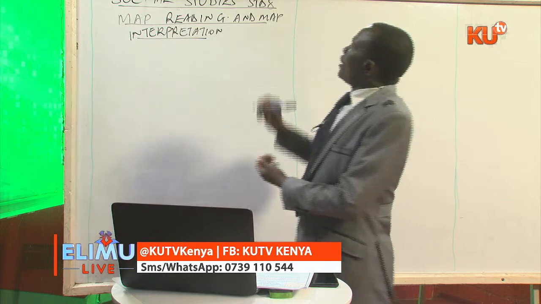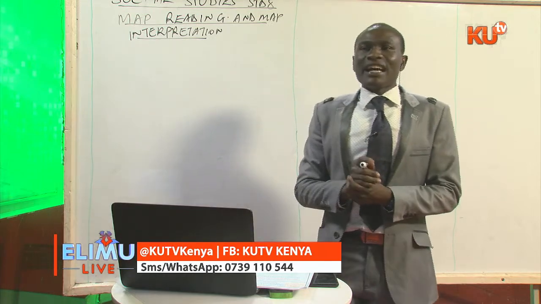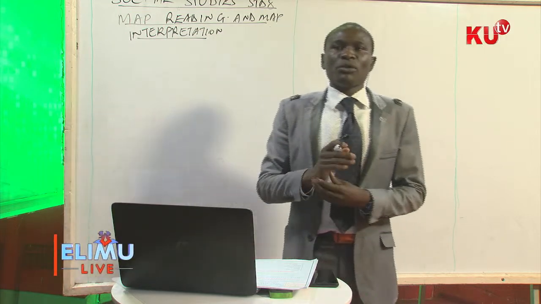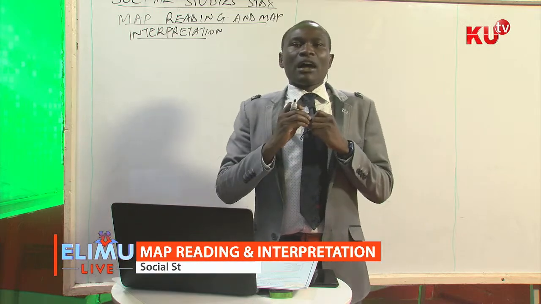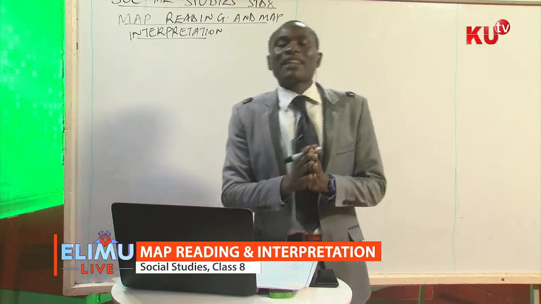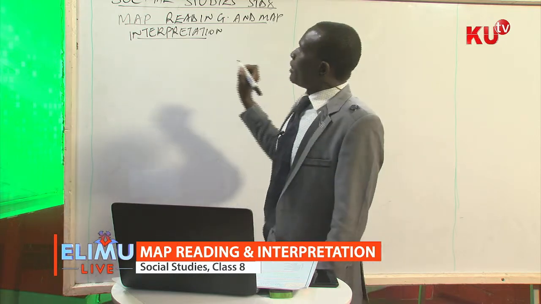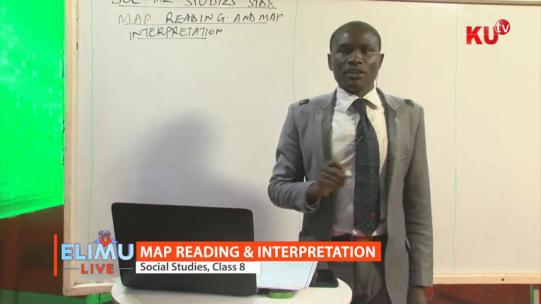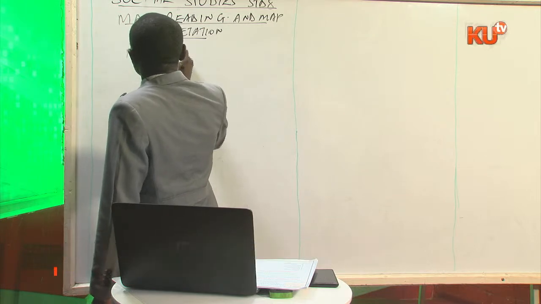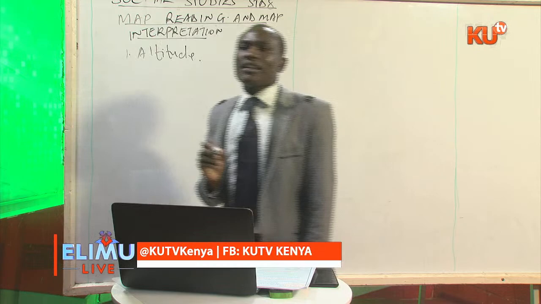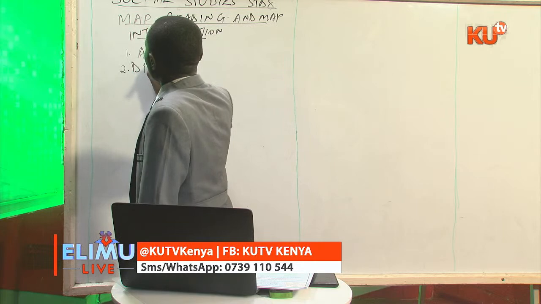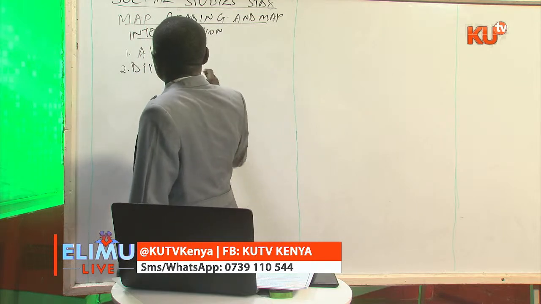Now, in map reading and map work, there are areas that the examiner looks at. Remember, we will also be looking at how map work has been set in past KCPE papers. One, we have altitude. Altitude is an area that is set in KCPE. Another one is direction.